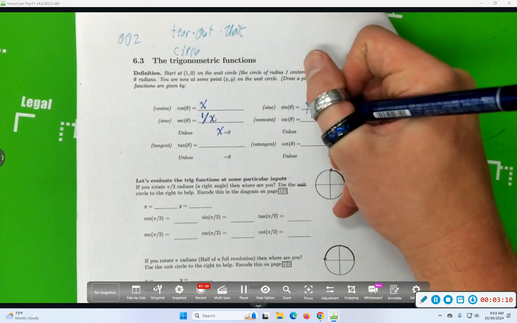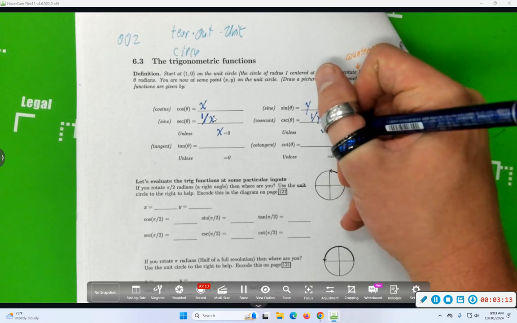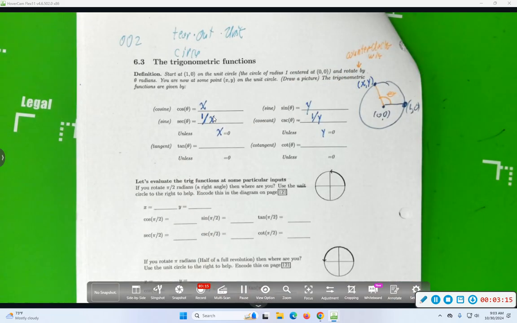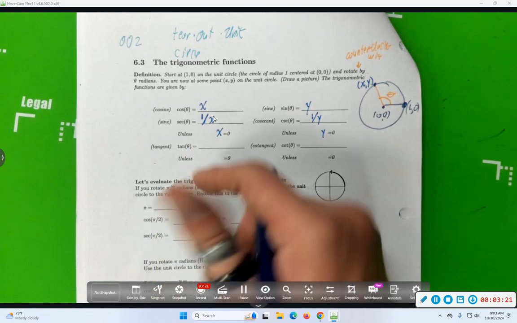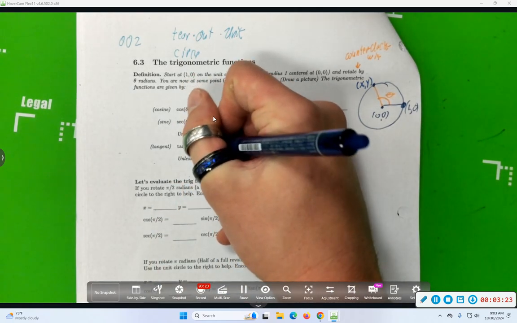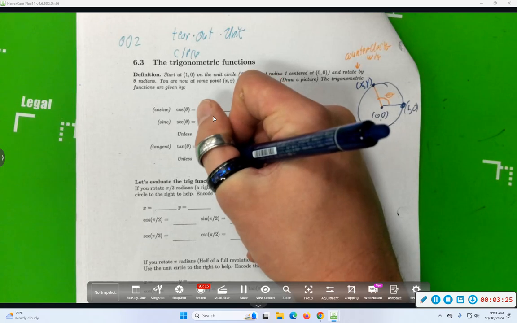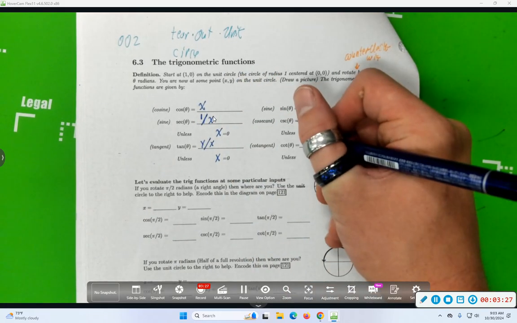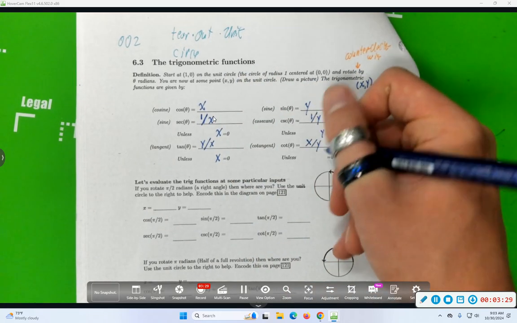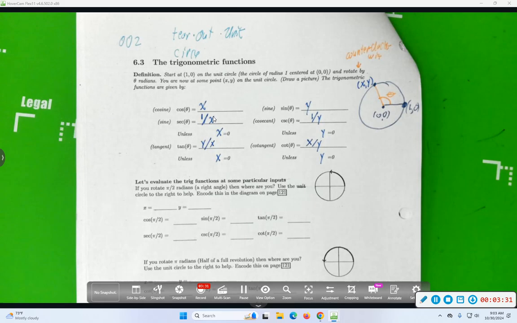Cosecant is 1 over the y coordinate. So I guess that means y better not be 0. If y is equal to 0, then that angle is just not in the domain. Tangent is the y value divided by the x value. So I guess x better not be 0. Cotangent is the x value divided by the y value. So I guess y better not be 0.